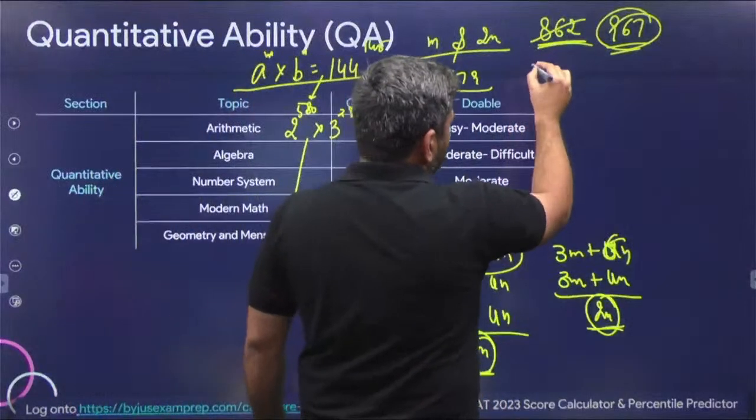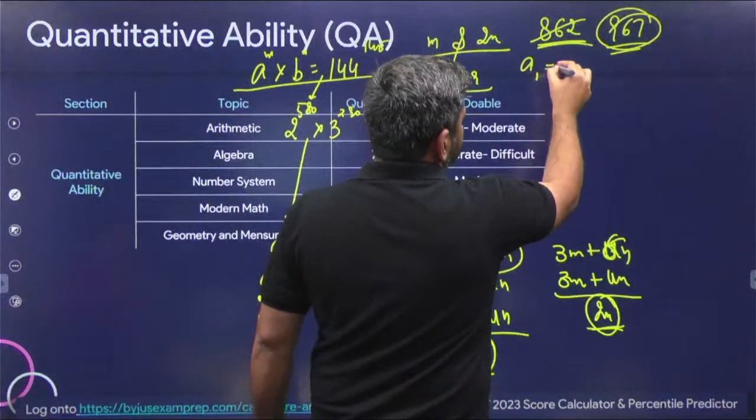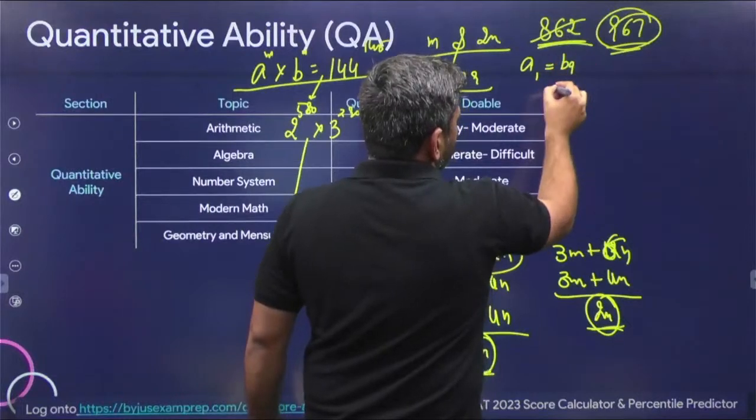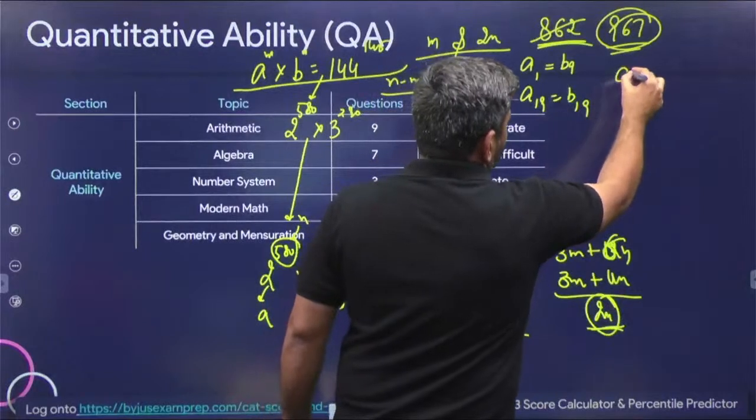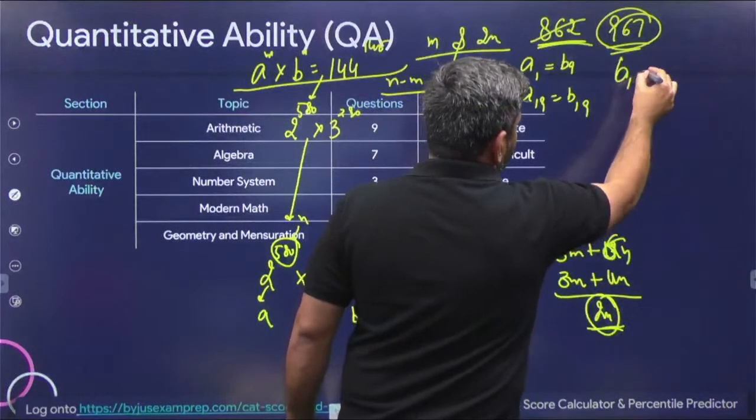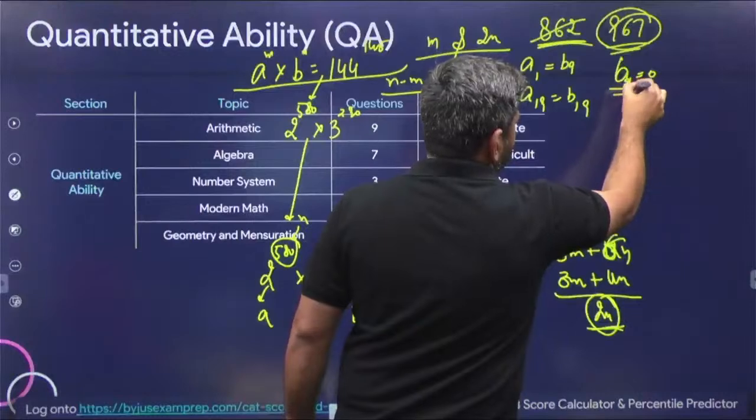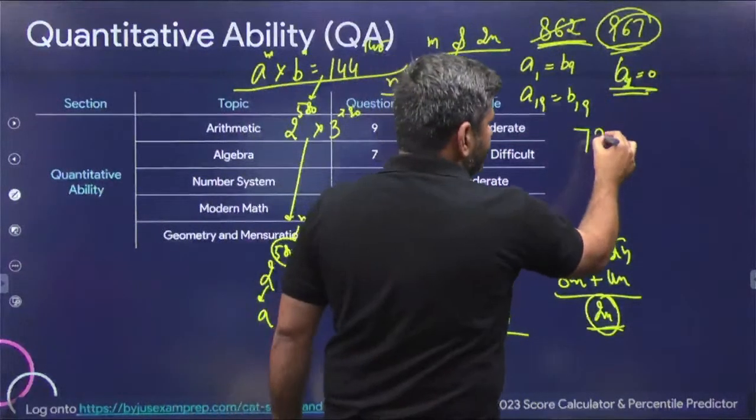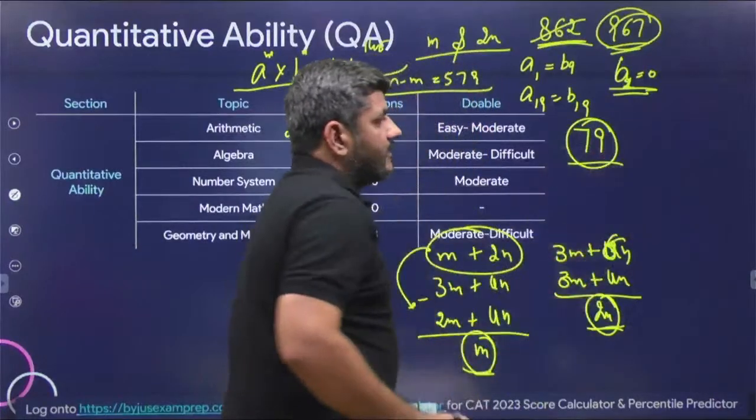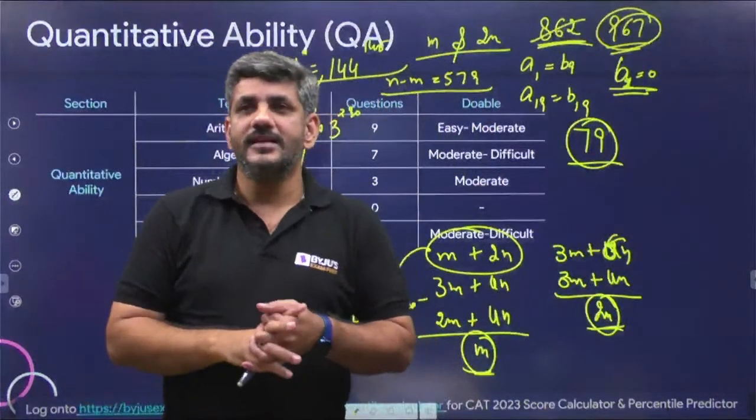There was another question in which he said A1 is equal to B9, and then A19 is equal to B19, and then B1 is equal to 0. Sorry, B2 is equal to 0. So what is the value of A19? The answer for that question was 79.